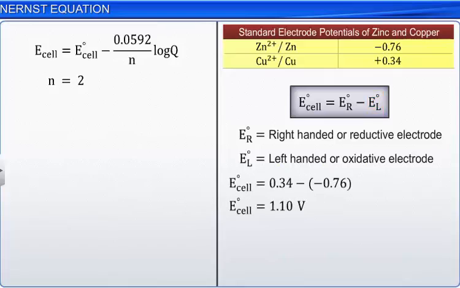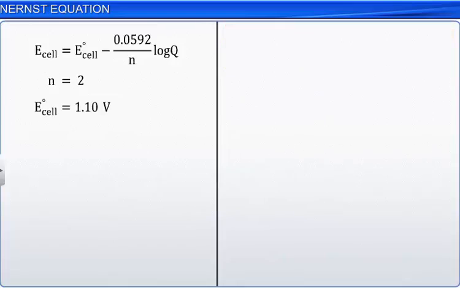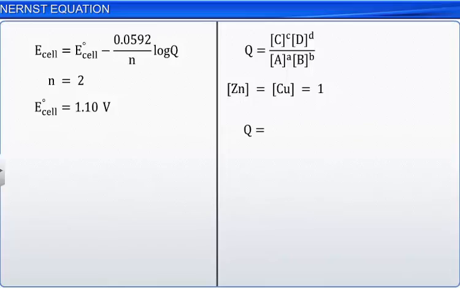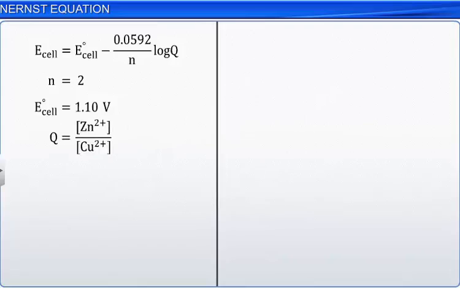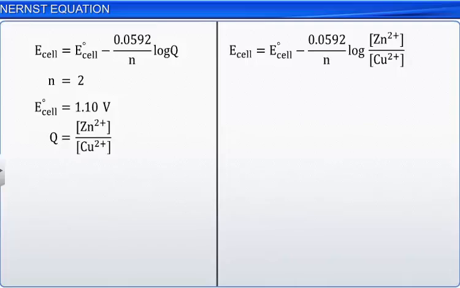Now work out the expression of Q, the reaction quotient. Since the concentrations of solids are taken as unity, the reaction quotient Q becomes the concentration of zinc 2 ions over the concentration of copper 2 ions. Then, we can substitute our expression for Q in the Nernst equation as shown here.